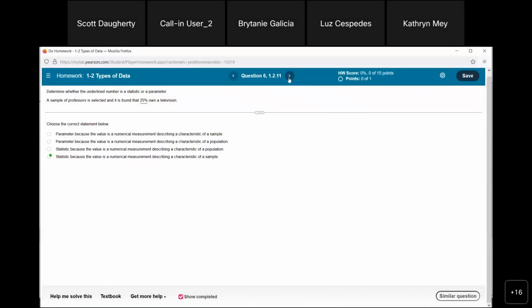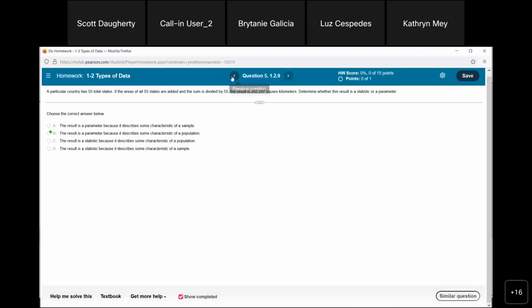So I'm trying to find one that's a parameter. Okay, so this one says a particular country has 55 states in it, and they add up the total area of the states. Oh, wait, okay, they add up the total area of the 55 states, and then they divide by 55, so the average area per state is 202,247 square kilometers.